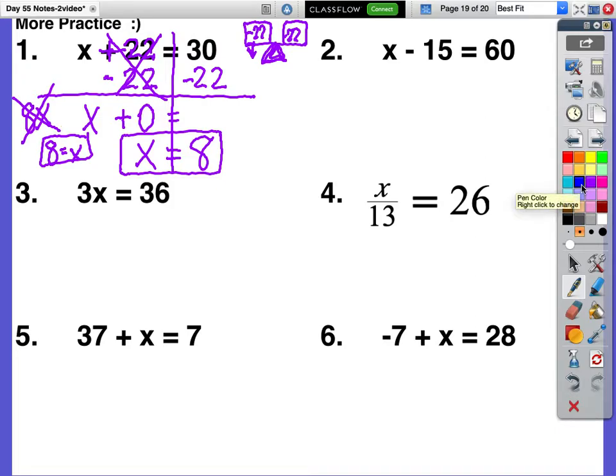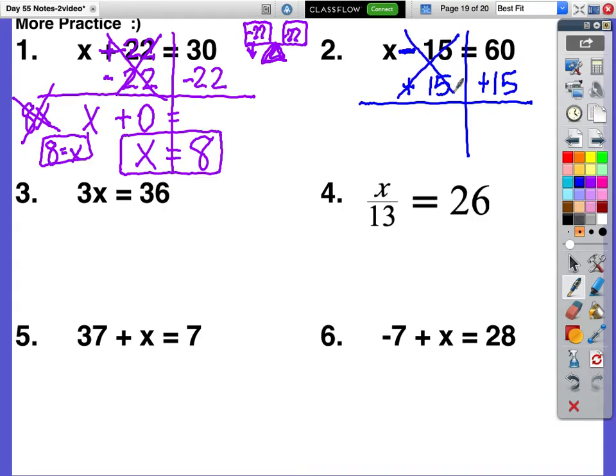Number 2, x minus 15 equals 60. All right, we're going to draw our line through the equal sign. We see that this is a subtraction problem, so let's do the opposite, which is addition. We're adding 15 on both sides. Negative 15 plus 15. If you want to double check me, put negative 15 plus 15 in your calculator, and what should you get? 0. That's why this crosses out, because 0, we don't have to write that in our equation anymore.